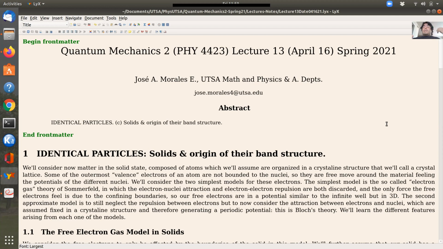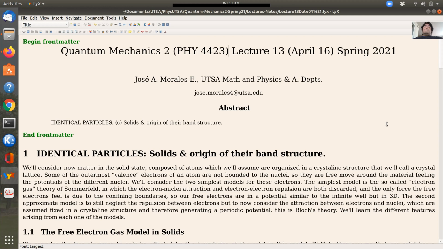And when they move around the material, they feel the potentials of the different nuclei. So that's the way we understand basically electron transport in the solids. And we're going to consider basically the two simplest models for the electrons moving around the material. The easiest one is basically to think of it as an electron gas, which is the theory of Sommerfeld, in which we're basically discarding the potentials of attraction between the electron and the nuclei and the electron-electron repulsion. So it's moving around.